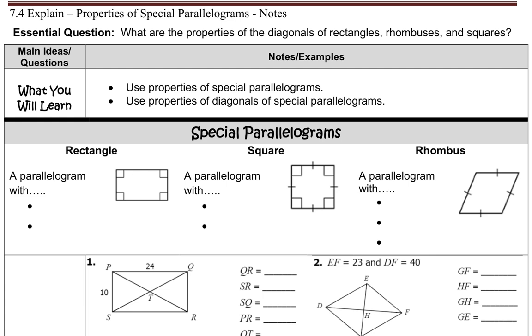Those are your 5 properties for all parallelograms, no matter what kind of parallelogram it is. Now, special parallelograms are going to have special properties depending on whether it is a rectangle, a square, or a rhombus. Okay? So starting with a rectangle. A rectangle has opposite sides parallel, opposite sides congruent, opposite angles congruent, consecutive angles supplementary, and the diagonals bisect each other. But it has 2 more properties on top of those 5. So it has 7 properties total.